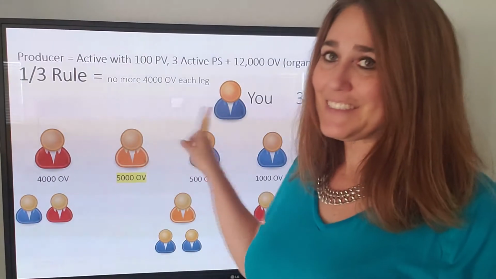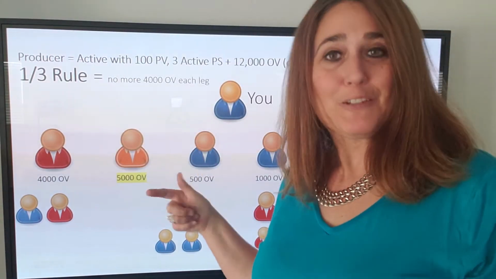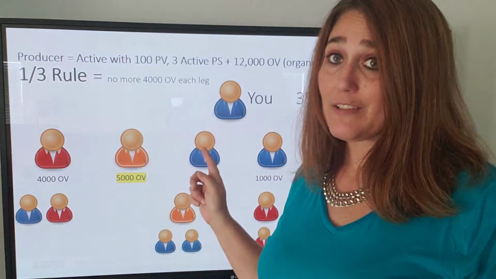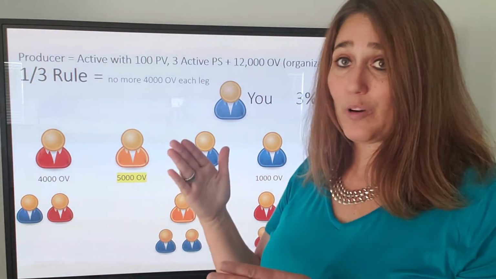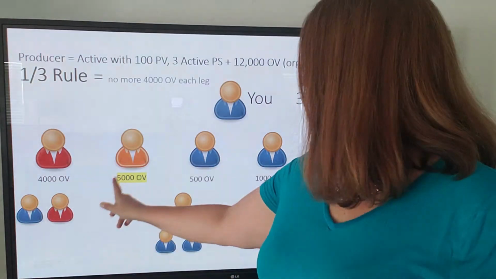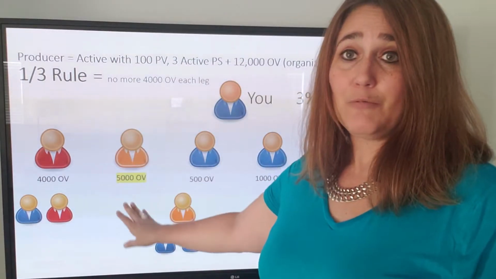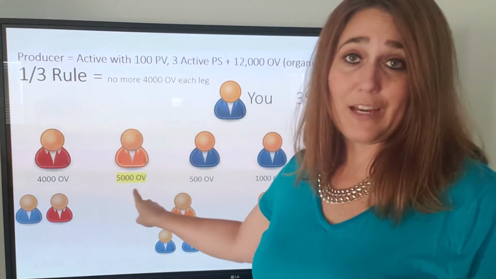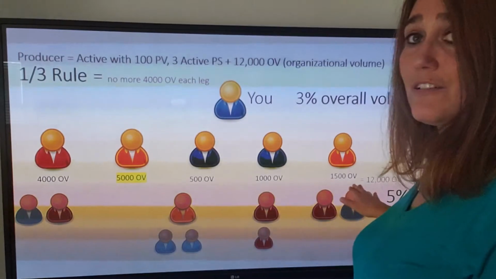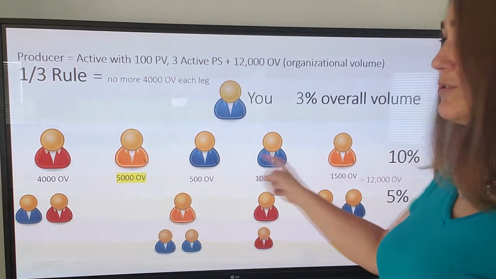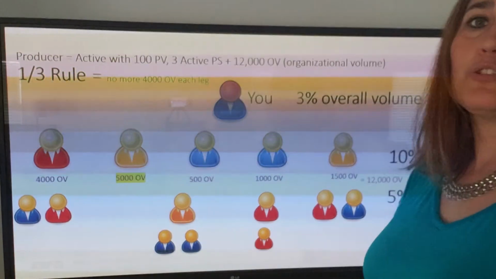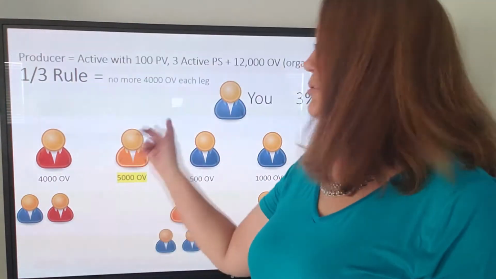However, there is still that 1/3 rule. So with your 12,000 OV, your 1/3 rule then brings you to 4,000 per leg. You cannot take more than 4,000 per leg. So in this case, this team here, which she's by herself, has 5,000 PV. You can only use 4,000 of that. So if together you have 12,000, but you can only use 4,000 of that, that drops you down to 11,000 PV. So you would not become a producer.